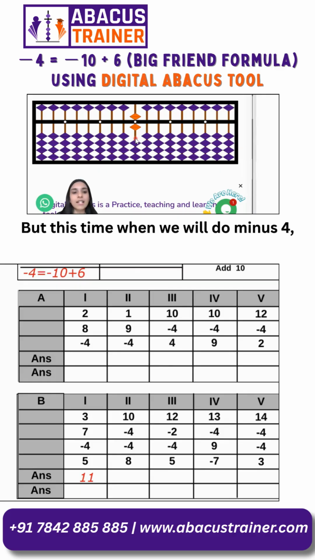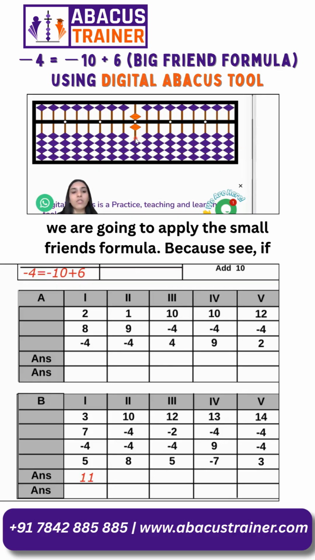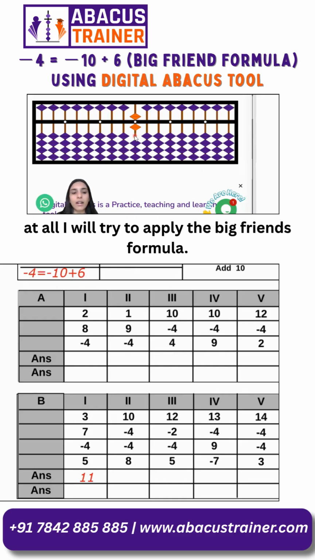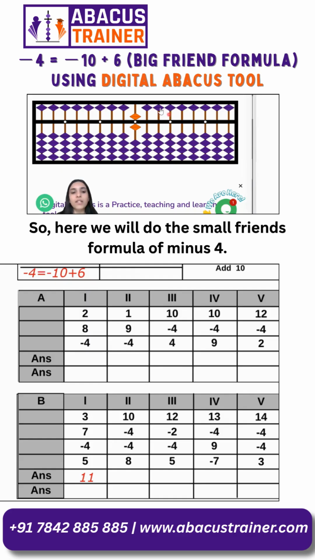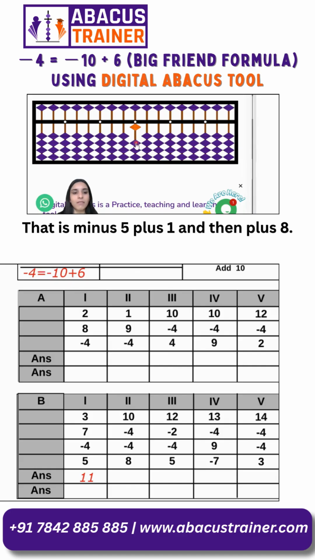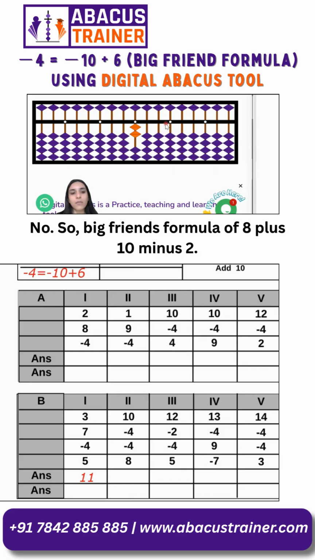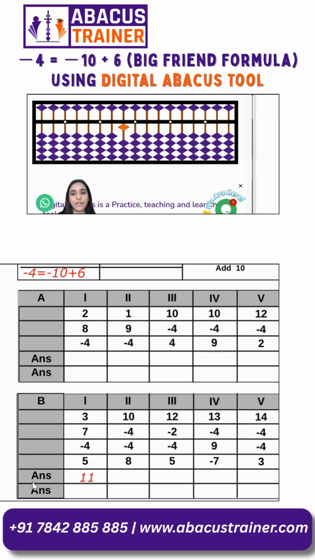But this time when we do minus 4, we are going to apply the small friends formula. Because if I try to apply the big friends formula, do I have minus 10 to do it? No. We don't have any 10. So how are we going to subtract it? Here we will do the small friends formula of minus 4, that is minus 5 plus 1, and then plus 8. Do we have beads to do plus 8? No. So big friends formula of 8: plus 10 minus 2. My final answer is 10.